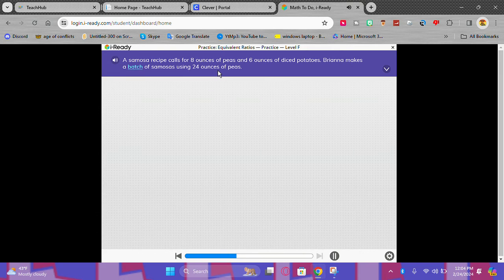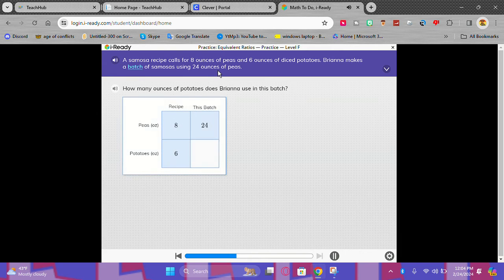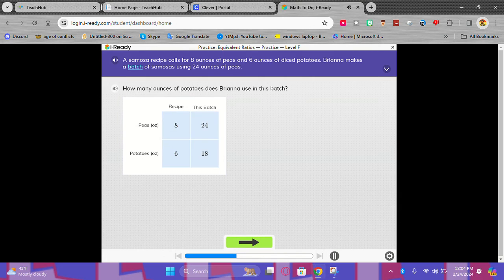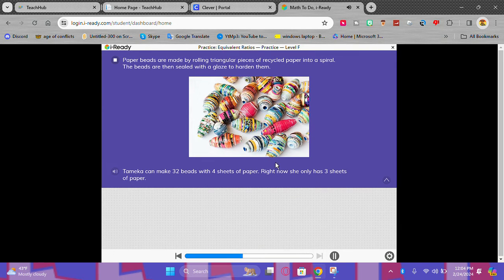Samosas are a traditional Indian appetizer made from puff pastry triangles and filled with a variety of vegetables and spices. A samosa recipe calls for 8 ounces of peas and 6 ounces of diced potatoes. Brianna makes a batch of samosas using 24 ounces of peas. How many ounces of potatoes does Brianna use in this batch?